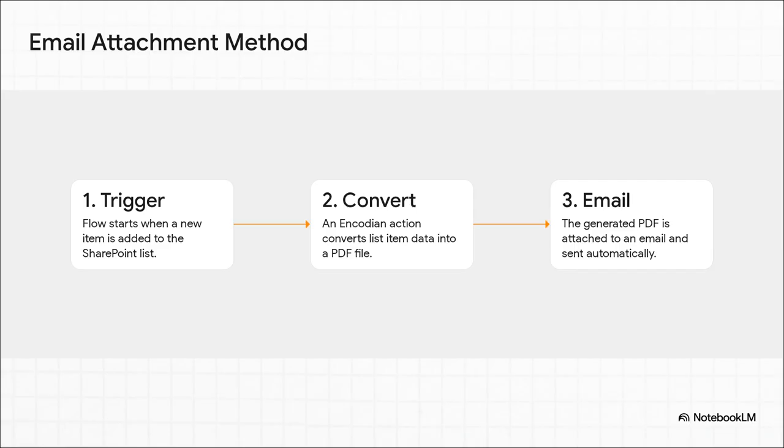First, you have the trigger. Someone adds a new item to our SharePoint list. Boom. Second, a service called Encodian grabs that data and converts it into a PDF. And third, Power Automate takes that brand new PDF, attaches it to an email, and sends it off. So clean and so effective.